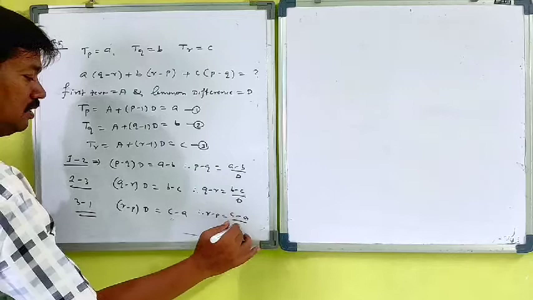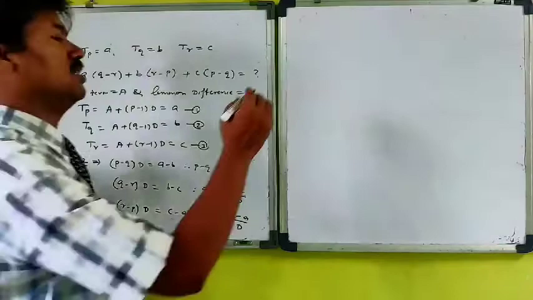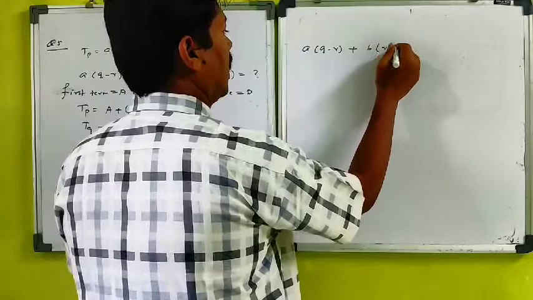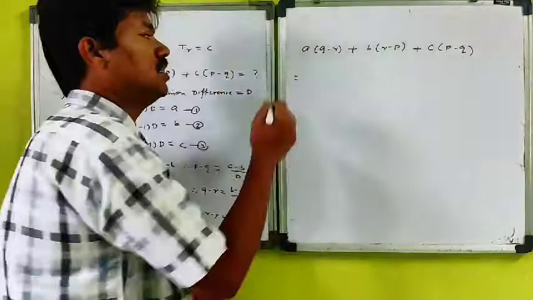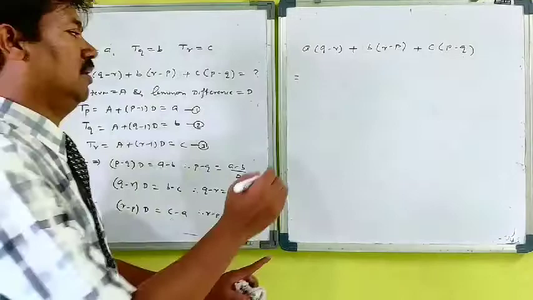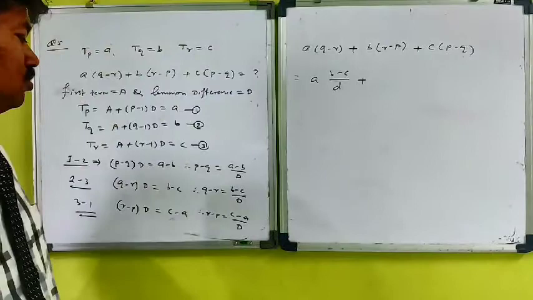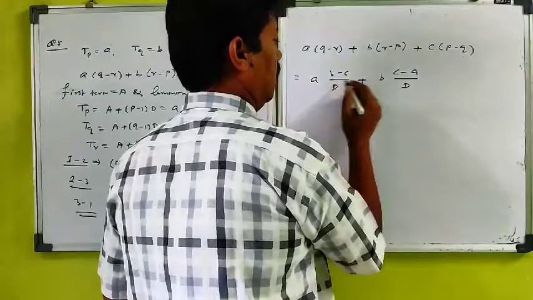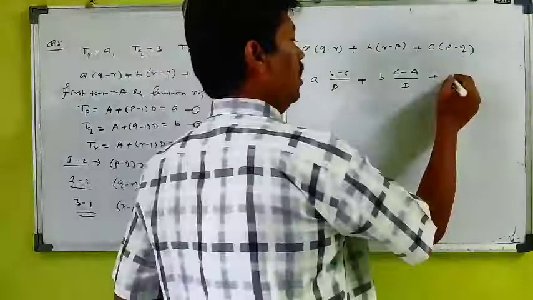Now we will put the values in this expression that we want to find: A into (Q minus R) plus B into (R minus P) plus C into (P minus Q). Now we substitute all these values here. So it is A into (B minus C) upon D plus B into (C minus A) upon D plus C into (A minus B) upon D, like this.